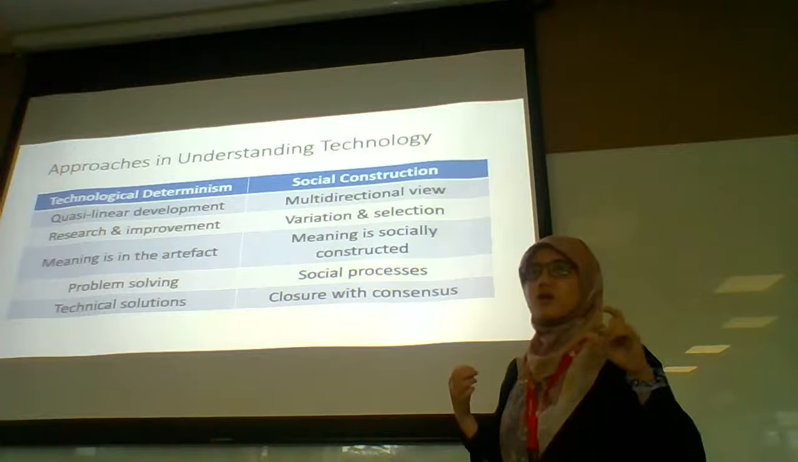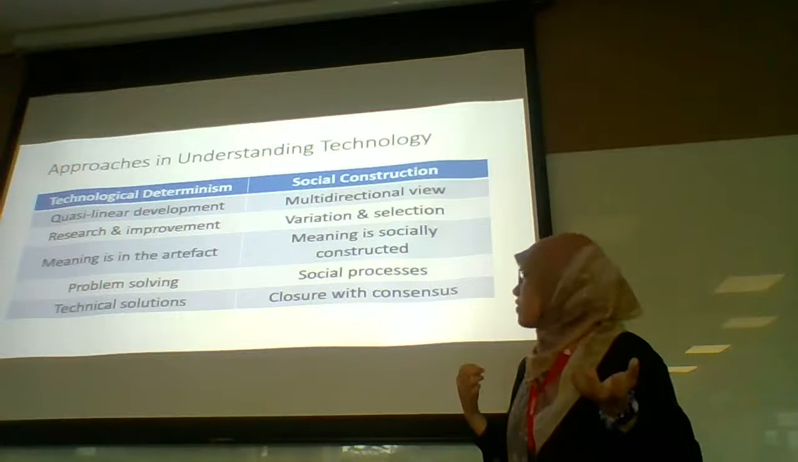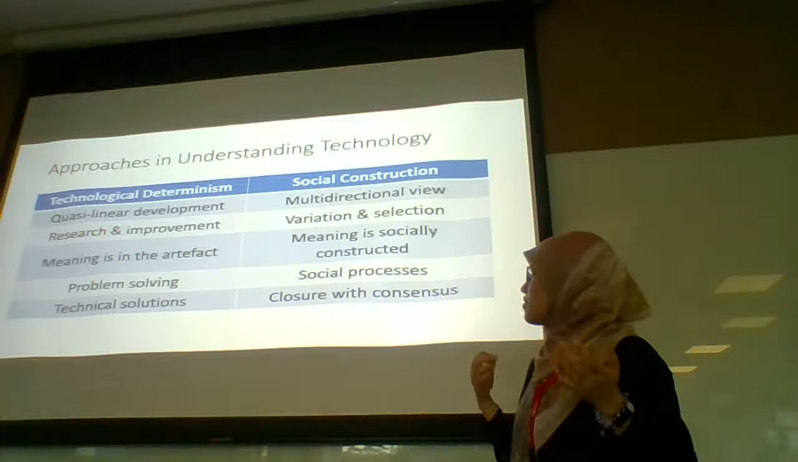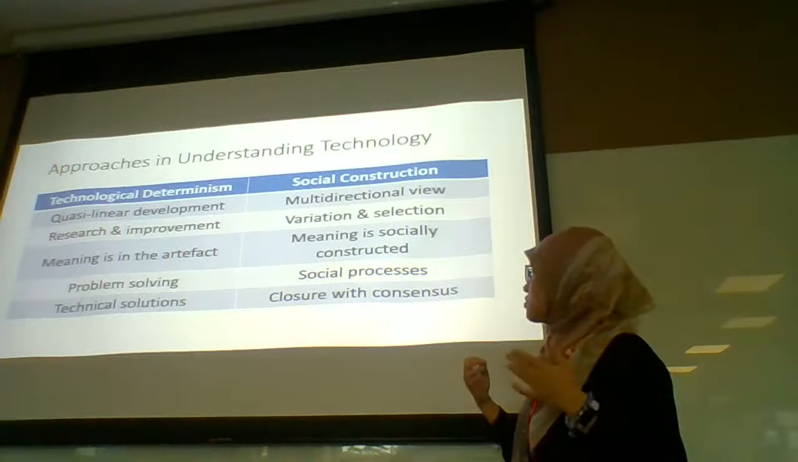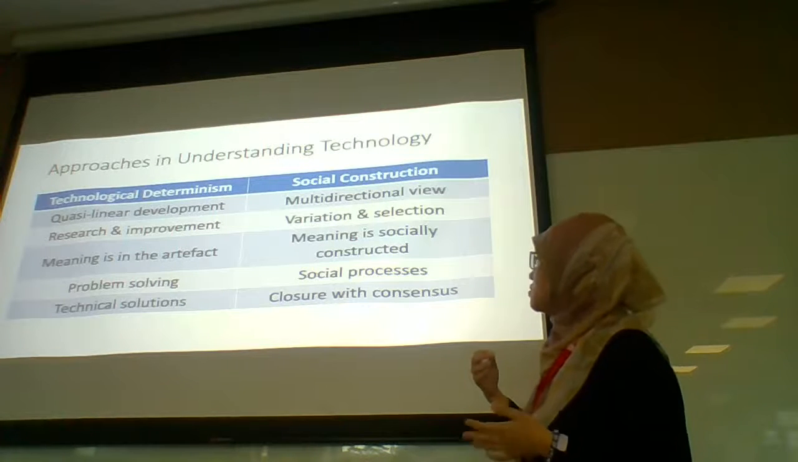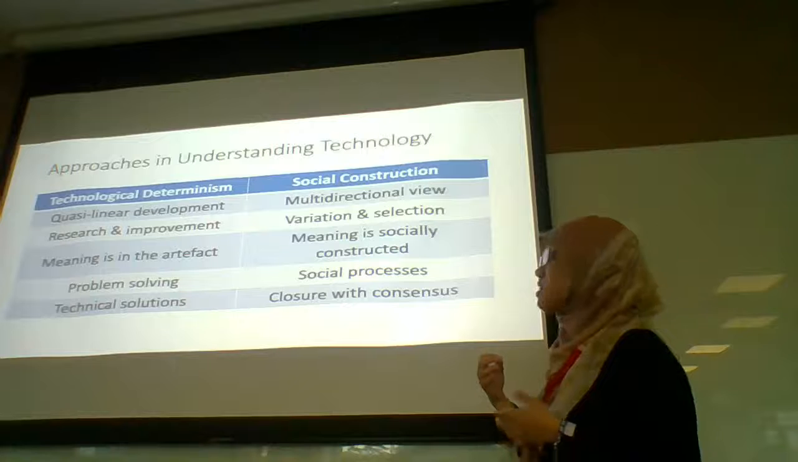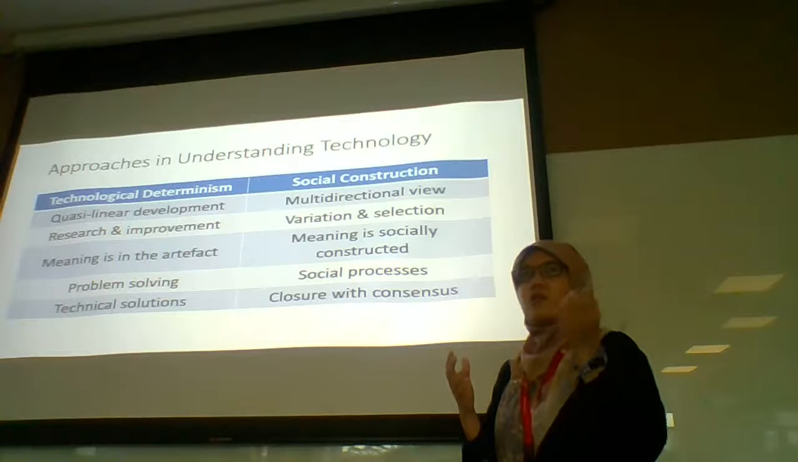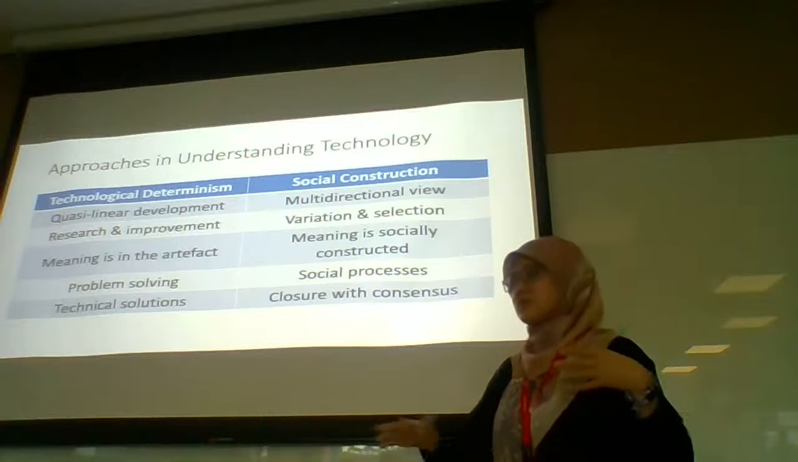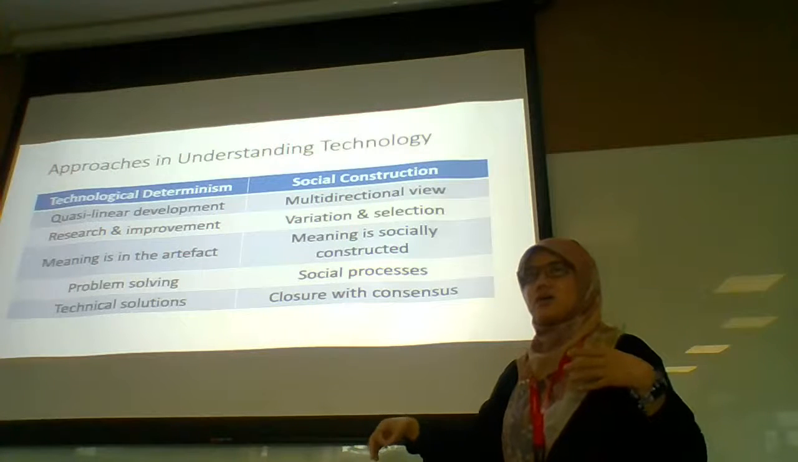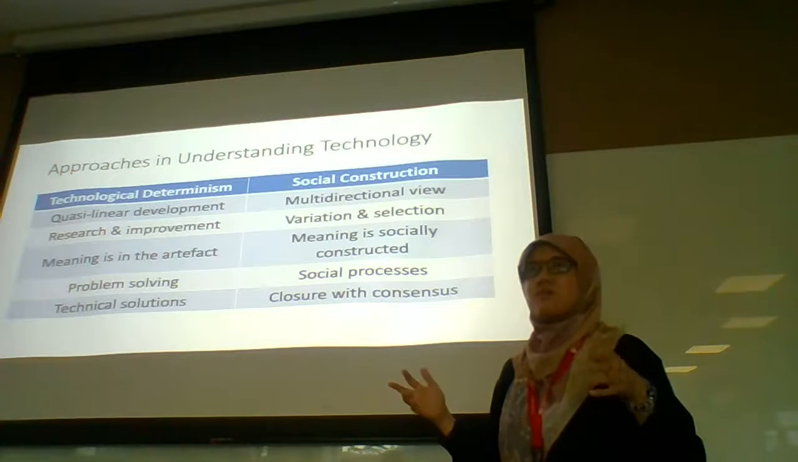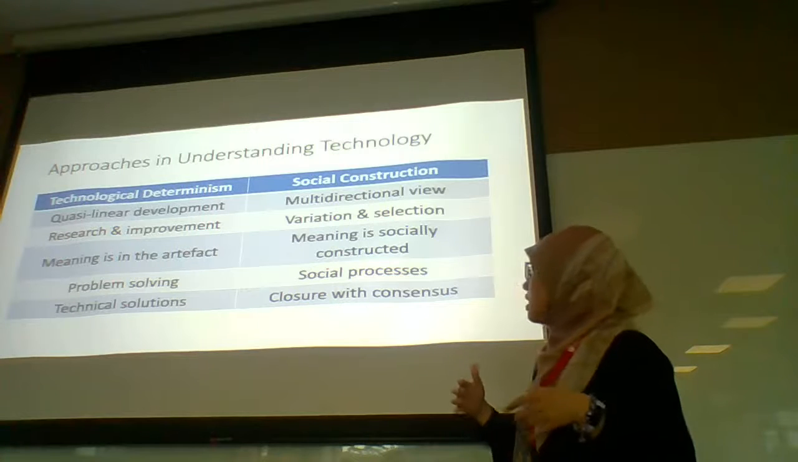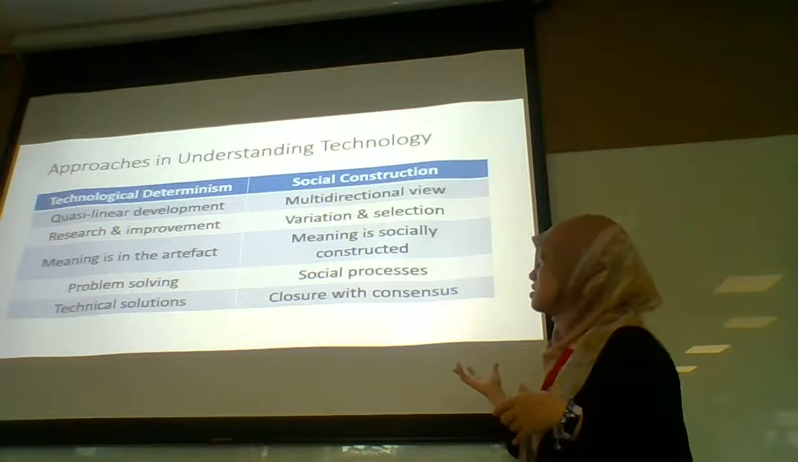So one artifact of technology can have different meanings for different social groups. And it's about social process and stabilization, or when things become one form, like the bicycle that we know now, with the low wheel, and it's quite similar everywhere apart from the sport bicycle. It happened with consensus.